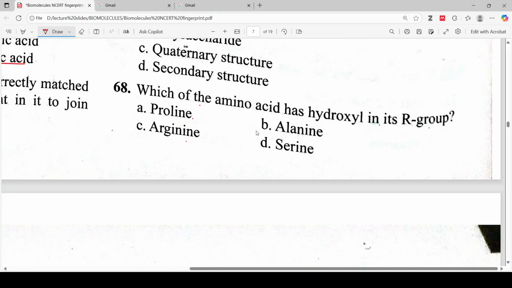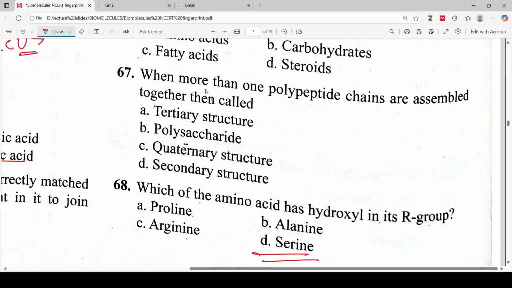Proline, arginine, alanine, and serine. So the correct answer for this question is option D. Serine will be the correct answer for this question. Next question. When more than one peptide chain is assembled together, it is called tertiary, polysaccharide, quaternary, or secondary. So the correct answer for this question will be option C. Quaternary structure of protein will be the correct answer.